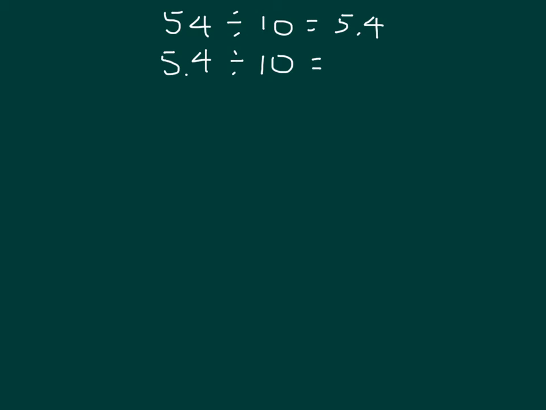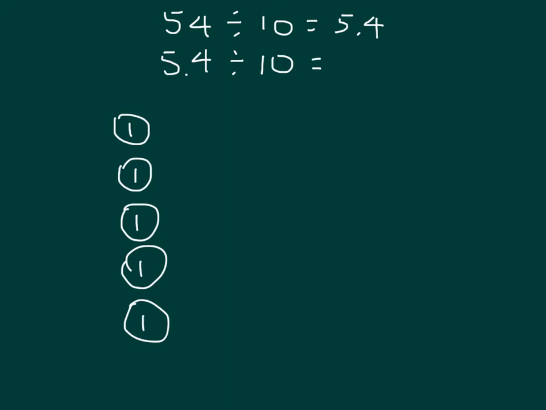I wrote that previous problem there, 54 divided by 10 equals 5 and 4/10. Now we're taking 5 and 4/10 and we're dividing by 10. Let's take a look at that with place value discs and see what happens. Here I'm modeling those 5 ones that are within 5 and 4/10. If we were to write that in unit form, it'd be 5 ones with 4/10. So we'd write 4/10 as well. There's 1/10, and 2/10, and 3/10, and 4/10.